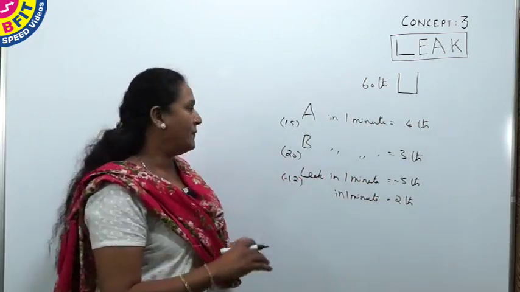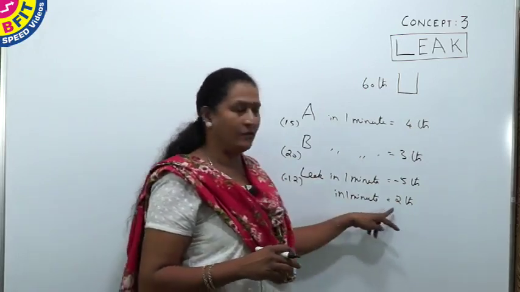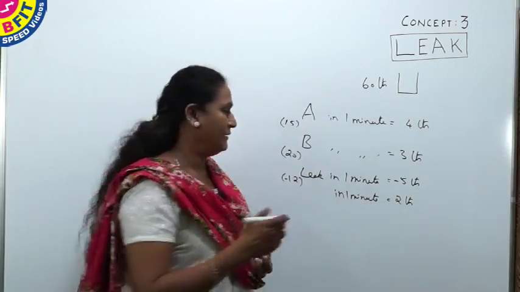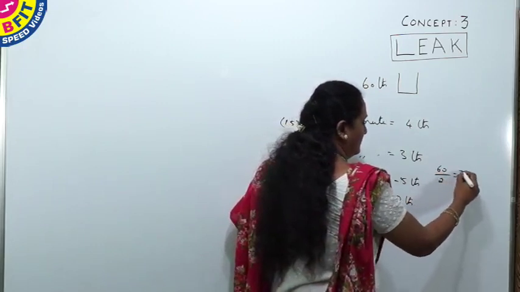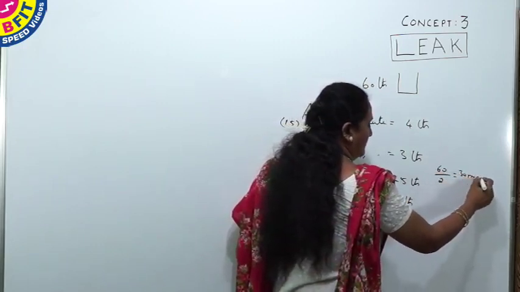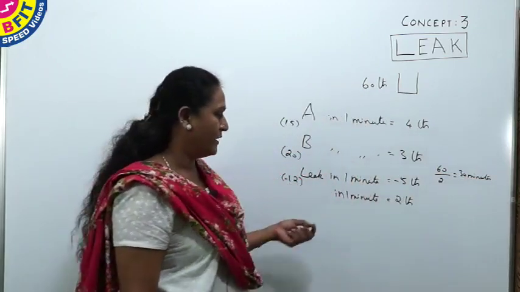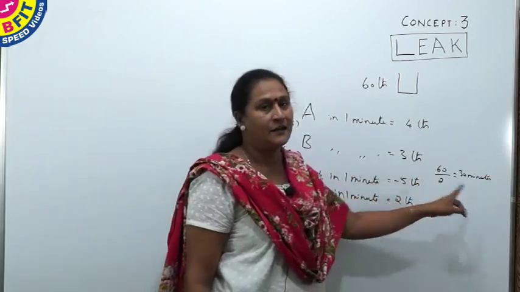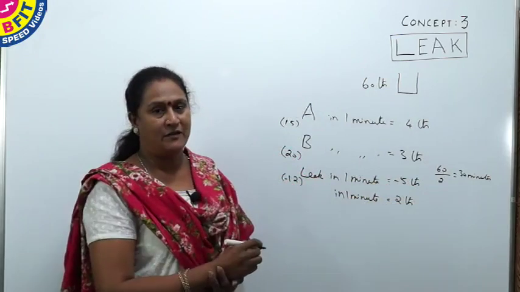Now what will be the time taken by all the 3 to fill? So all the 3, as they are pouring 2 liters per minute, to fill 60 liters, what will be the time taken? So divide the 60 liters by 2. So per minute 2 liters to fill 60 liters. All these 3 take 30 minutes. So here the answer is option A, 30 minutes.